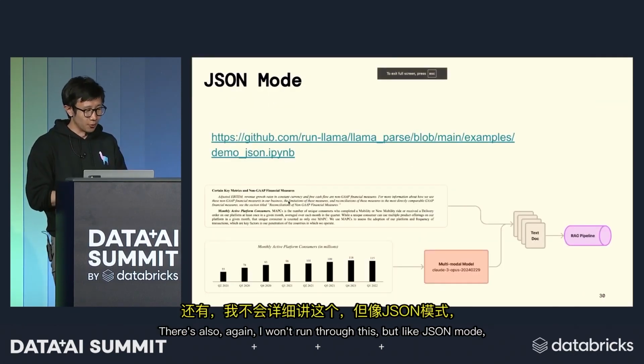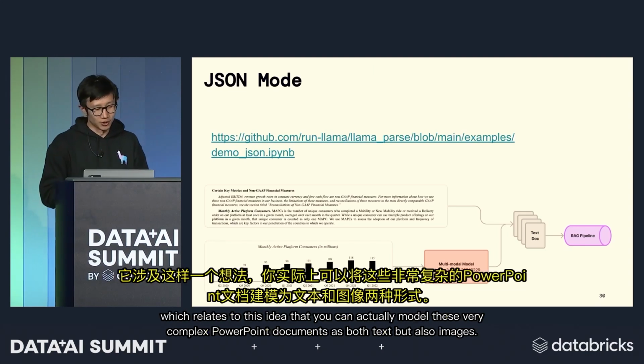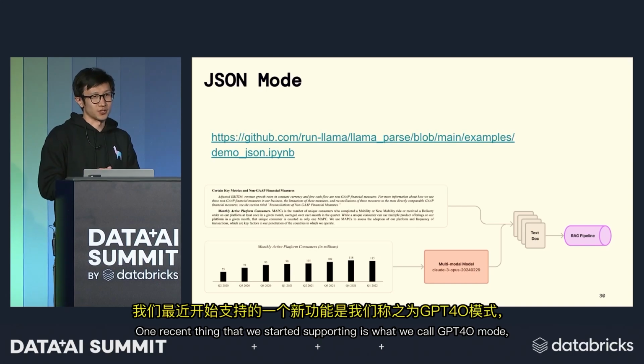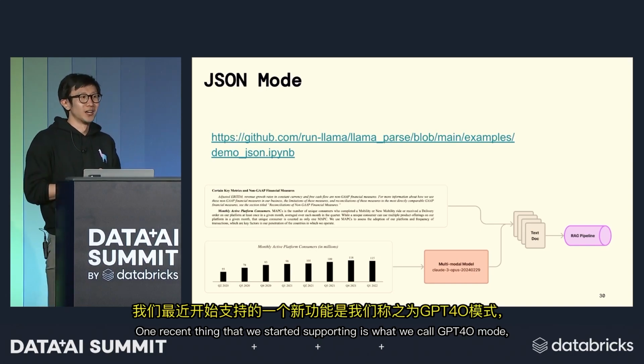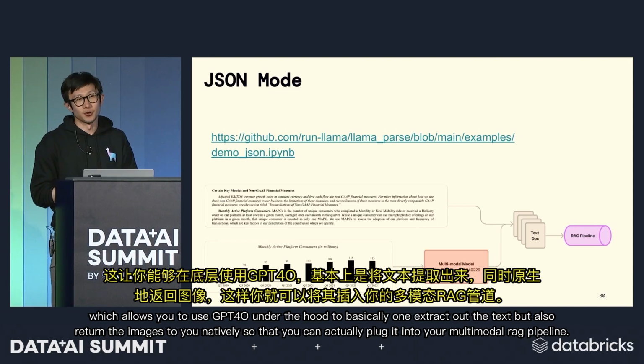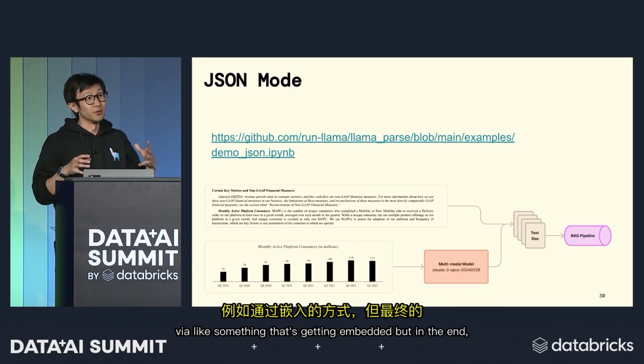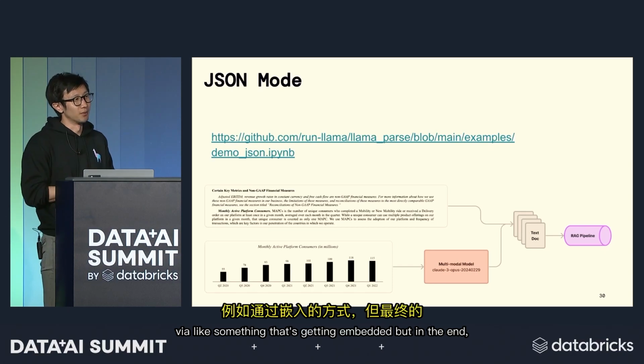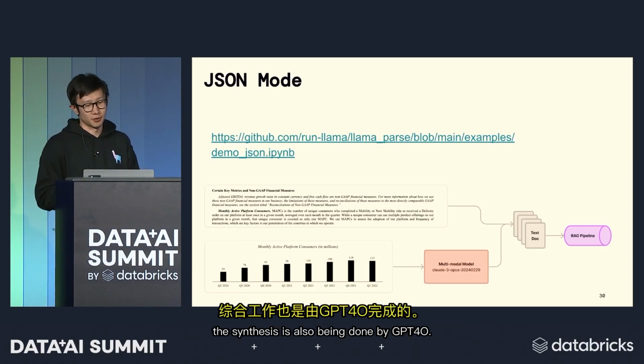There's also, again, I won't run through this, JSON mode, which relates to the idea that you can model these very complex PowerPoint documents as both text and images. One recent thing that we started supporting is what we call GPT-4o mode, which allows you to use GPT-4o under the hood to extract out the text, but also return the images to you natively so that you can plug it into your multimodal RAG pipeline. So you not only index the image via something that's getting embedded, but in the end, the synthesis is also being done by GPT-4o.